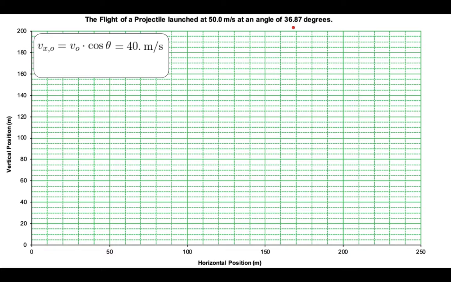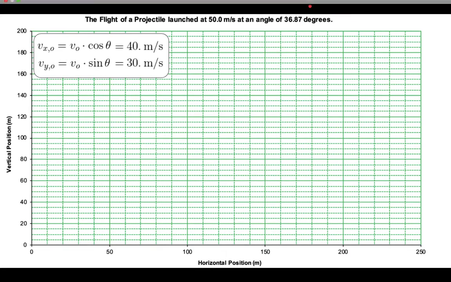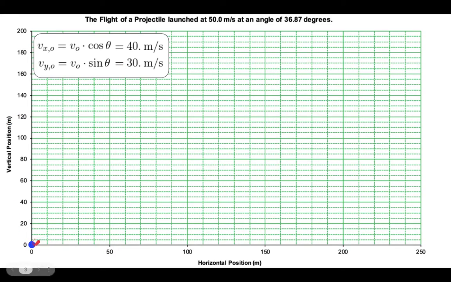So our projectile is going 40 meters horizontally every second. In the y direction, we plug in v0 sine theta, and it's going 30 meters per second upwards. So every second it goes over 40 meters, and if there was no gravity, it would go up 30 meters. So what we're going to do is we're going to plot where the projectile would go if there was no gravity. So in 0 seconds, it's down here at 0.